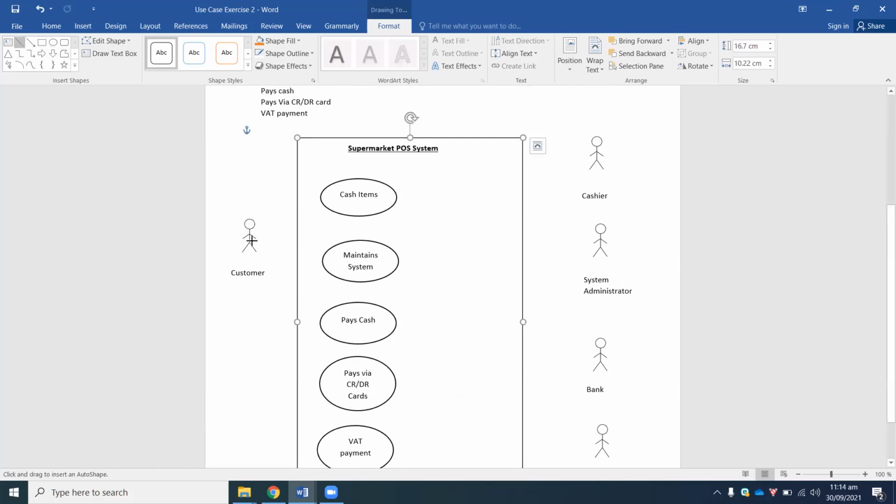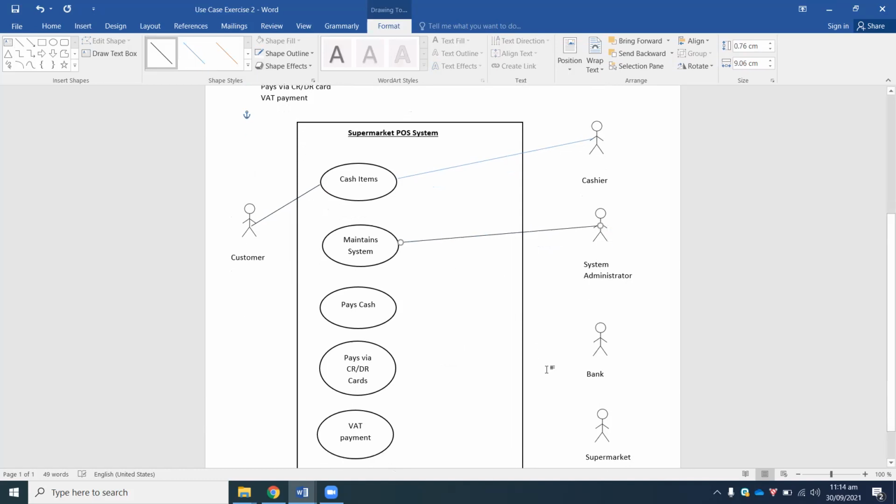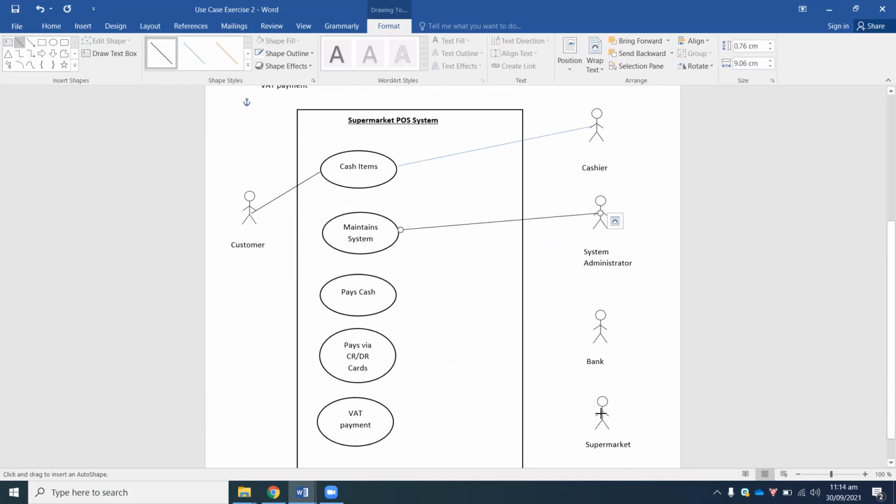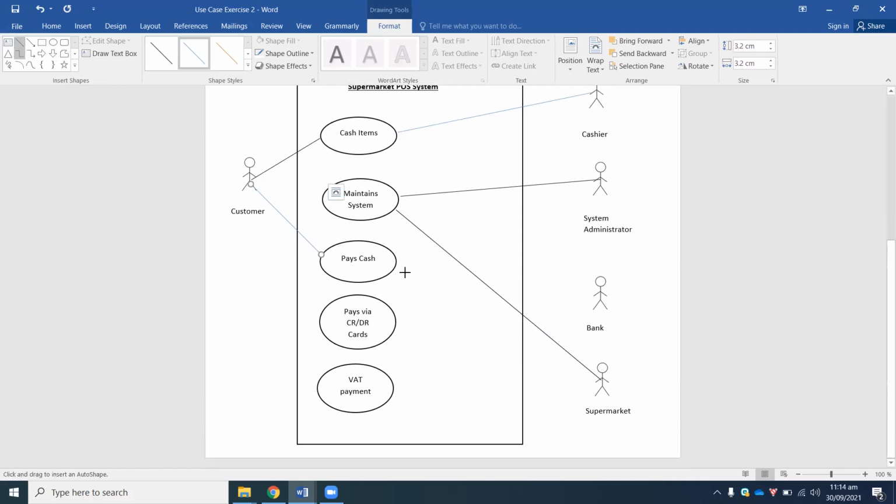Now the customer caches the item and the cashier scans it and then provides the total. Now the system administrator maintains the system. When they maintain the system, they do it at the request of the supermarket, remember? So it has to be both of them. Now pays cash, so the customer pays cash, okay, and who receives it? It is received by the supermarket. Bank is not related to it at the moment.